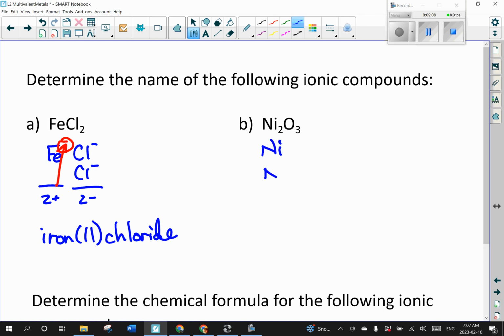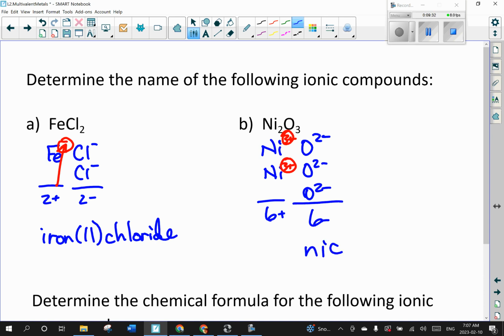Nickel, nickel, oxygen, oxygen, oxygen. I know this is 2. So my overall is a 6 negative charge. That means this has to be 6 positive. 6 positive divided by 2 is a 3 positive for each. So that would be nickel. Oh no! Megan, spell it right. Ugh. Looks good. Okay. Nickel 3, oxide. Okay.